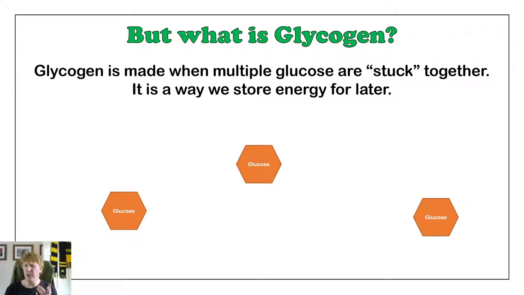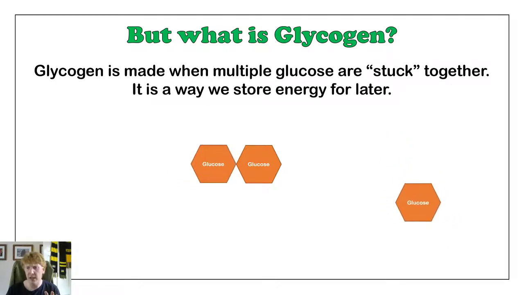So what is glycogen then? Well, glycogen is made when multiple glucose are stuck together, and this will make a bit more sense to help explain the next part here. So let's have a look. If glucose joins together like, does a little loop-de-loop, joins together like this, we get glycogen. So we've got rid of the glucose. There's no glucose there anymore, but there is glycogen, all right? So we've lowered or reduced glucose.